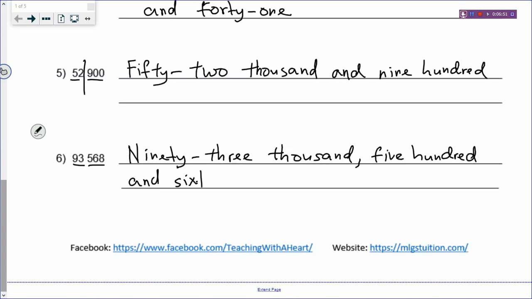So how do you spell 60? And then there's a hyphen again, and 8. And that's it. That's how you spell numbers into words. So not very hard actually. Now let's go on to the next one.